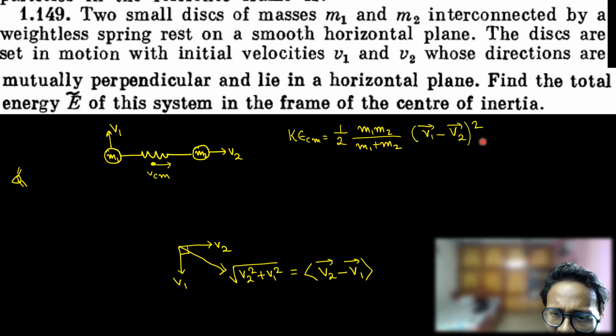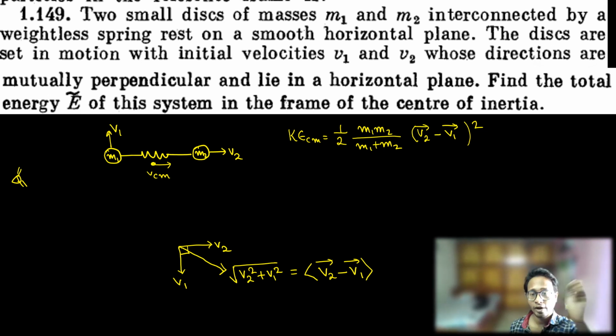Since I'm squaring it, the negative will already disappear. I can write the same parameter as v2 minus v1; it doesn't make a difference here. v2 vector minus v1 vector, because the square of velocity is a scalar quantity, whereas velocity itself is a vector quantity. Whenever you square any vector quantity, it becomes a scalar quantity.